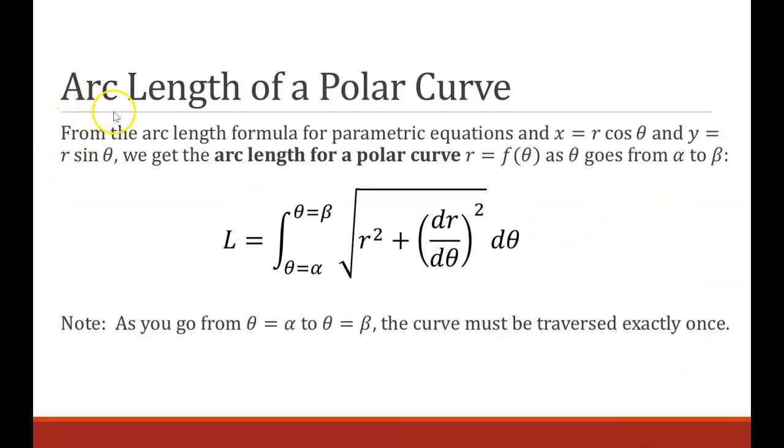Now let's switch gears and talk about arc length of a polar curve. From the arc length formula for parametric equations and the fact that x is equal to r cosine theta and y is equal to r sine theta, we get the arc length for a polar curve, r equals f of theta, as theta goes from alpha to beta as the following. So the integral from theta equals alpha to theta equals beta of the square root of the quantity r squared plus dr d theta squared d theta. And again, as we go from alpha to beta, the curve must be traversed exactly once.